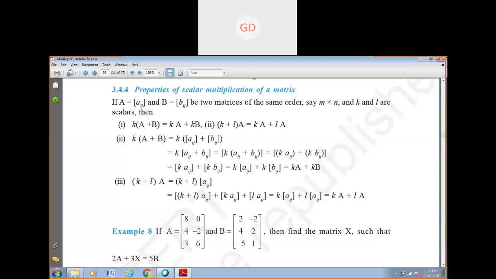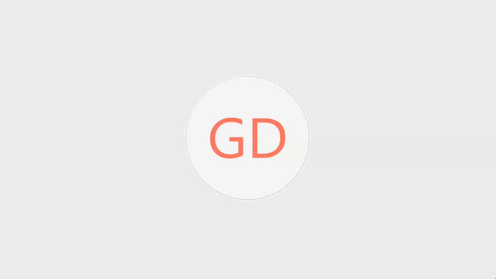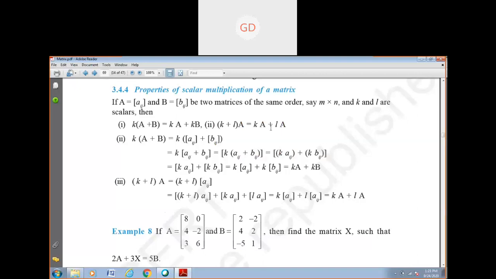Property number 2: if you see (k + l), two scalar constants, and then the whole thing into A. A is a matrix, but these two are scalar constants. Similarly to number 1, we can write at the time of simplification as we need: k into A plus l into A. It is simple, like the distributive property in real numbers. So we can write like this.